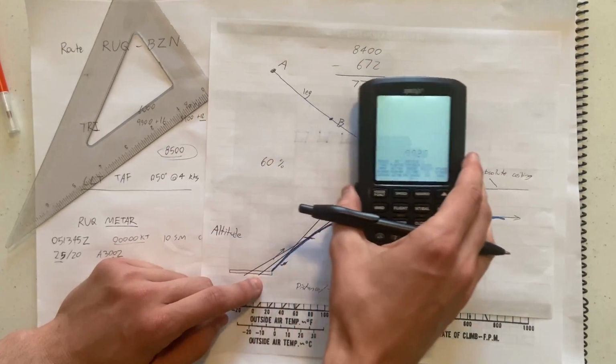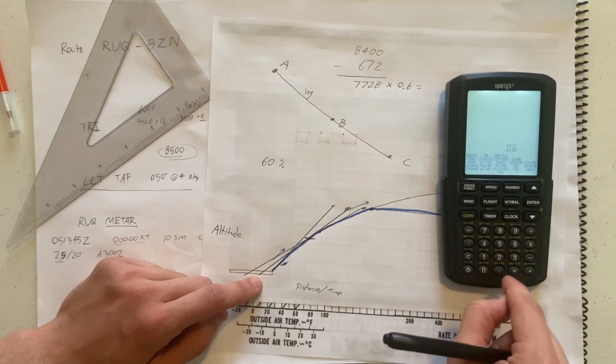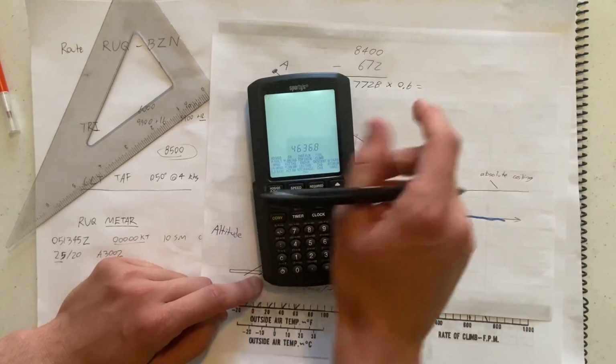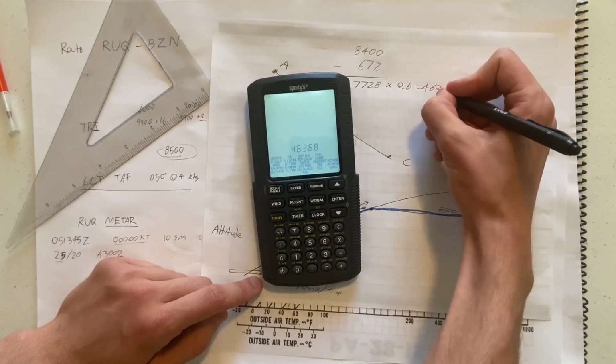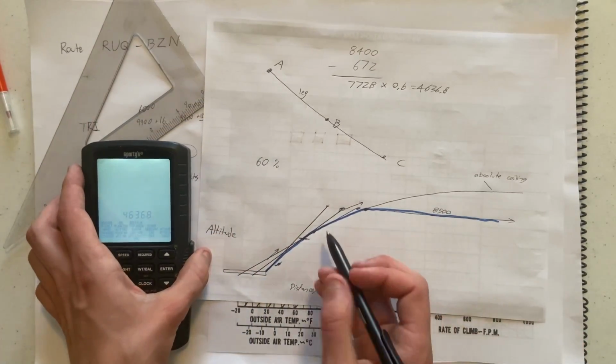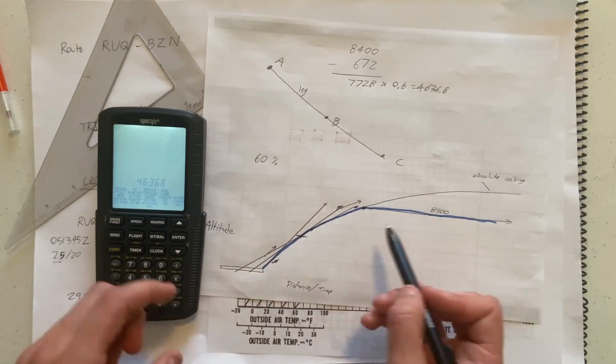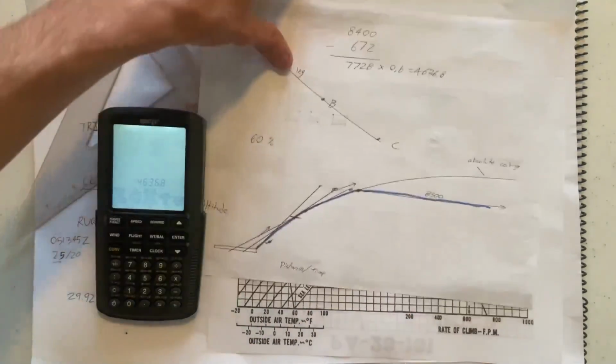So let's take that number times 0.6 equals 4,636.8. So we want a feet per minute at about 60% of the way from our takeoff to the ending of our climb, and that's going to put us really, really close.